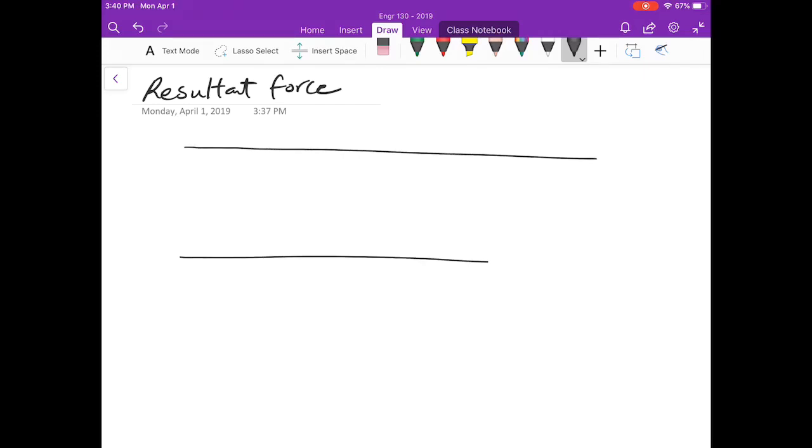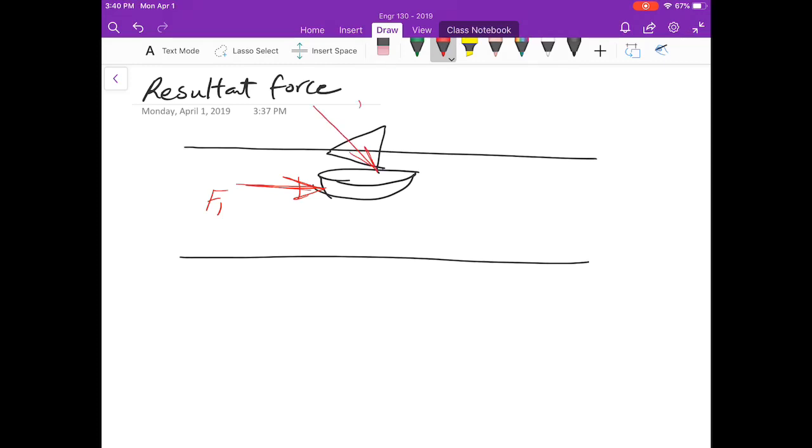Assume this is a river and we have a boat here. This boat is affected by two forces. One force is coming from the engine of this boat, which is pushing it to go in this direction. I'm going to call this one F1. The force F2 is coming from the wind. The wind is blowing, coming like this. Force F2, that's the wind direction.